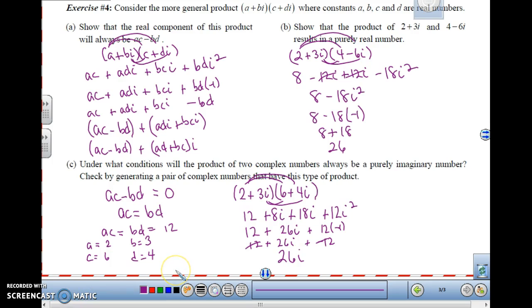All right, so what we have found is that when you add and subtract complex numbers, you're going to end up with complex numbers. But when you multiply, you can end up with a complex number, or you can end up with a real number or an imaginary number, depending on what your values are when you're multiplying.